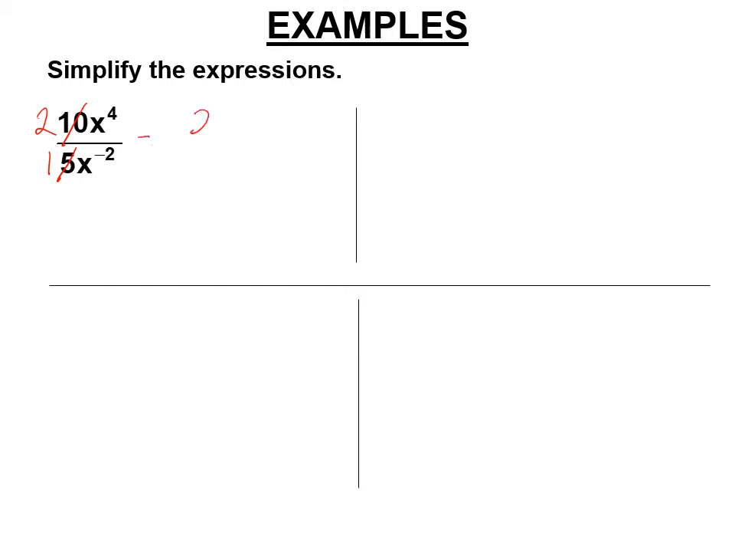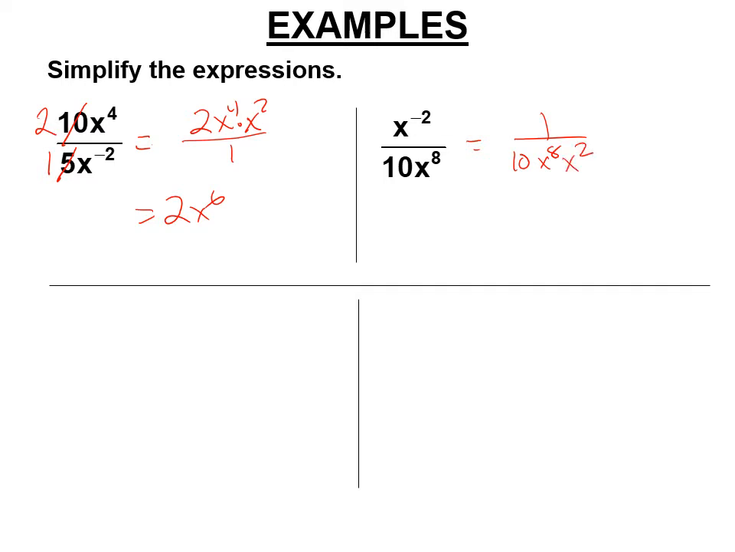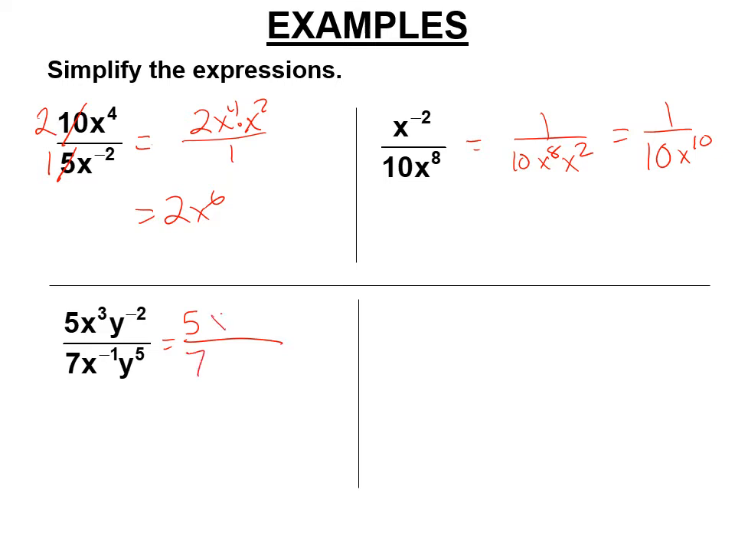All right, so we have a 2 up there, an x to the fourth up there, and we're going to put an x squared up there, and we get 2x to the sixth. The 10 stays where it is, the x to the eighth stays where it is, the x squared goes down there, and we get 1 over 10x to the 10th. 5 and 7 stay. They can't be simplified. The x cubed stays, but this x to the negative 1 goes up there. The y to the fifth stays, and this y squared comes down here. This comes down there, and you get 5x to the fourth over 7y to the seventh.